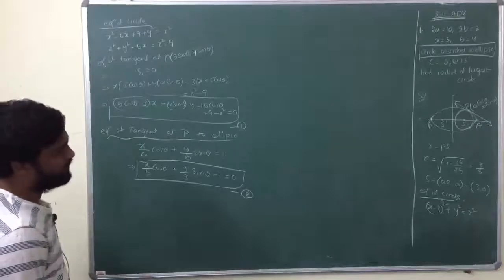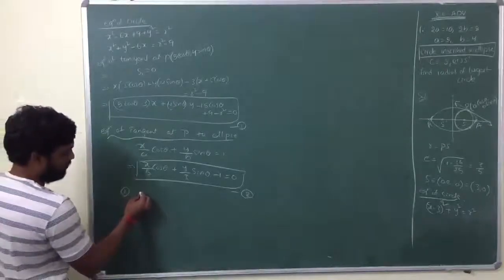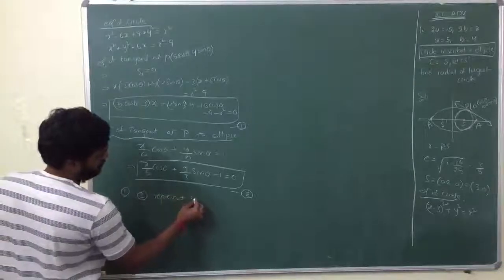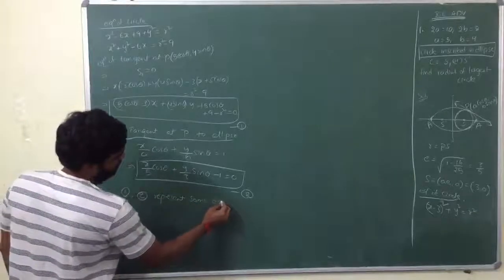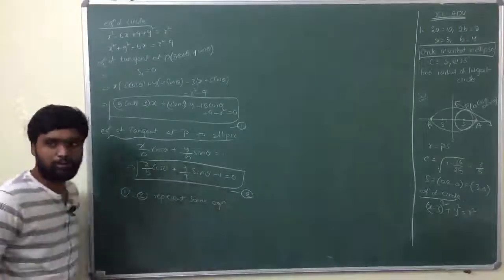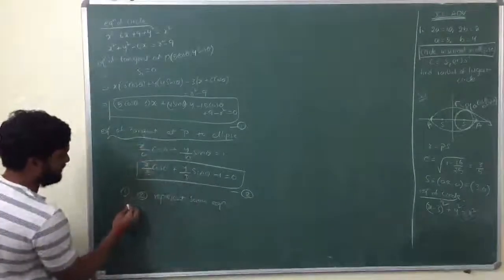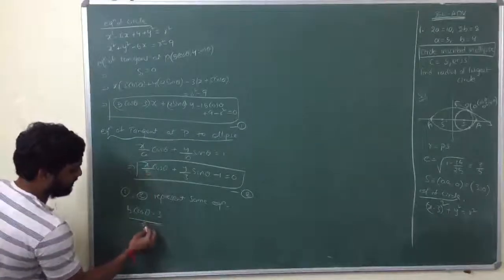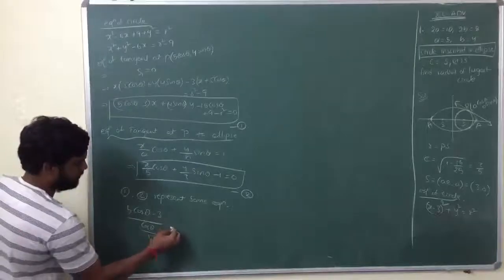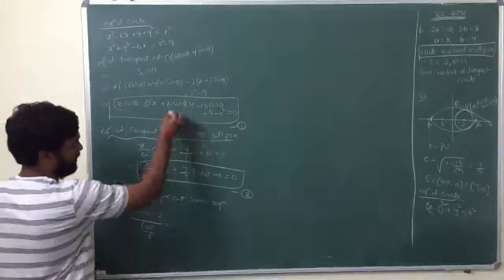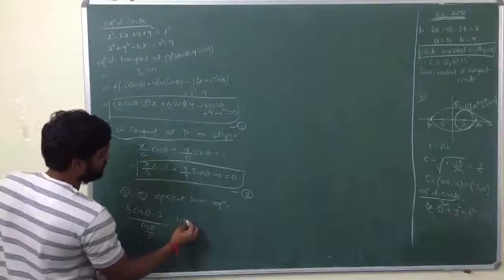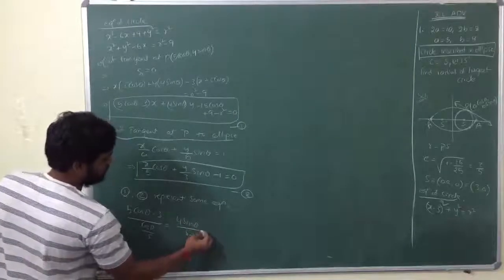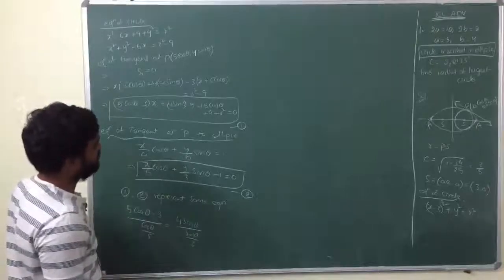Okay, so both represent the same equation. 1 and 2 represent the same equation. So comparing the coefficients, 5 cos theta minus 3 by cos theta by 5 is equal to 4 sin theta by sin theta by 3.